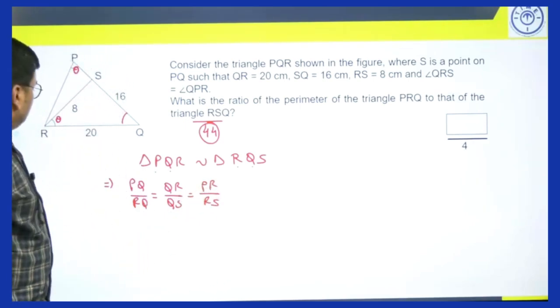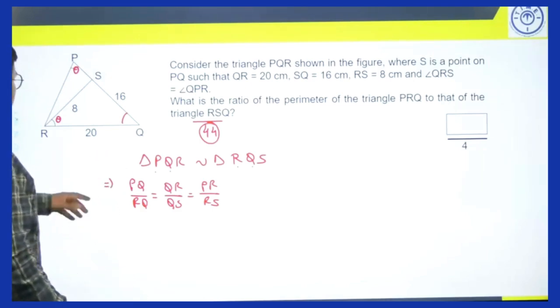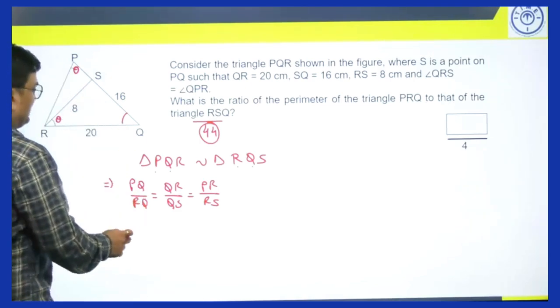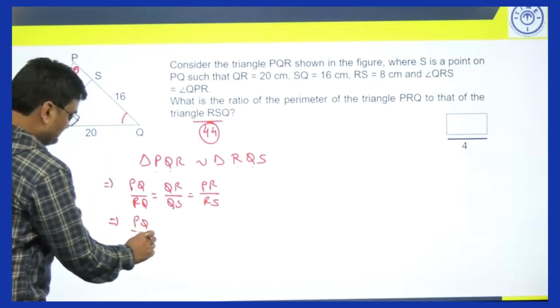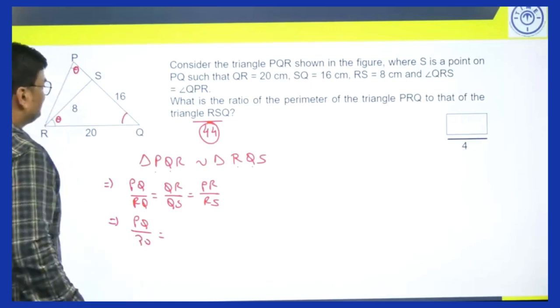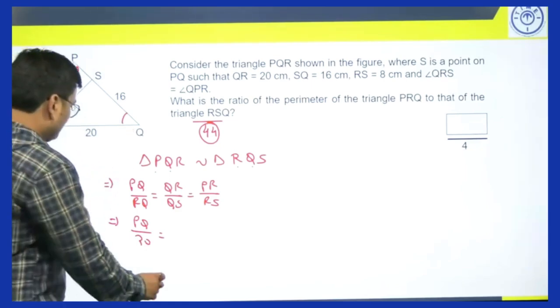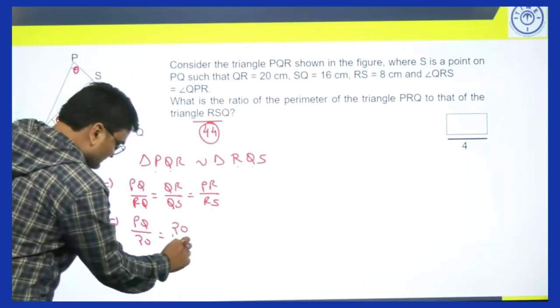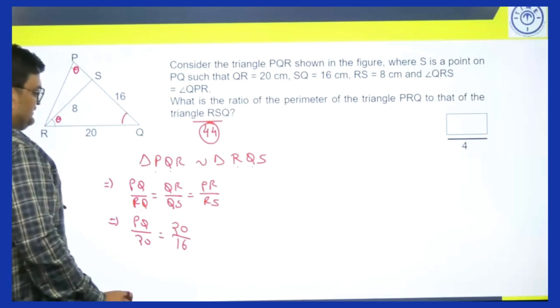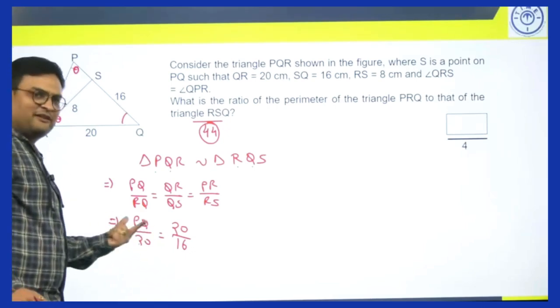Let's try to find it out. What is PQ? Let's put in the values. PQ we don't know. RQ is how much? RQ is 20. How much is QR? QR is 20. What is QS? QS is 16. So when you solve this, you will get the value of PQ.